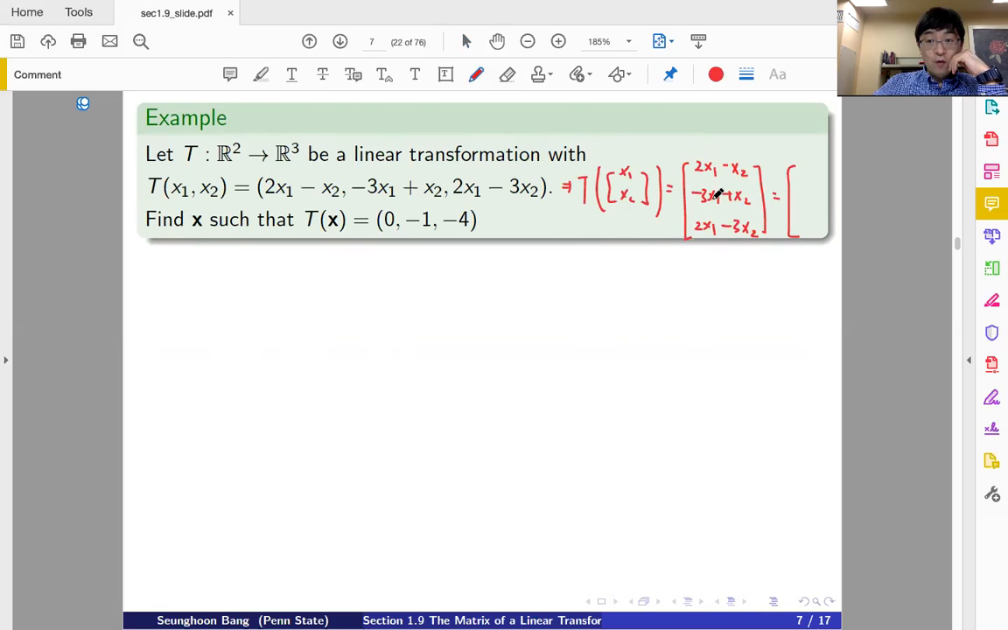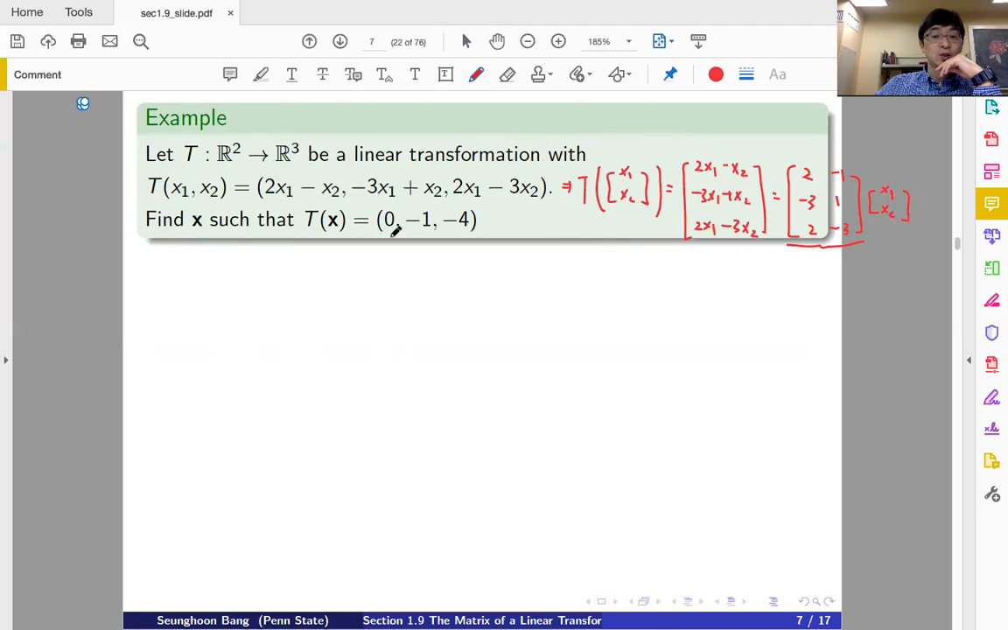How can you do that? Here, the coefficients of x1 are 2, negative 3, 2. This is the first column. The coefficients of x2 are negative 1, 1, negative 3. So it is this matrix times vector x. That's it, this is exactly a linear transformation. So this matrix is the standard matrix.